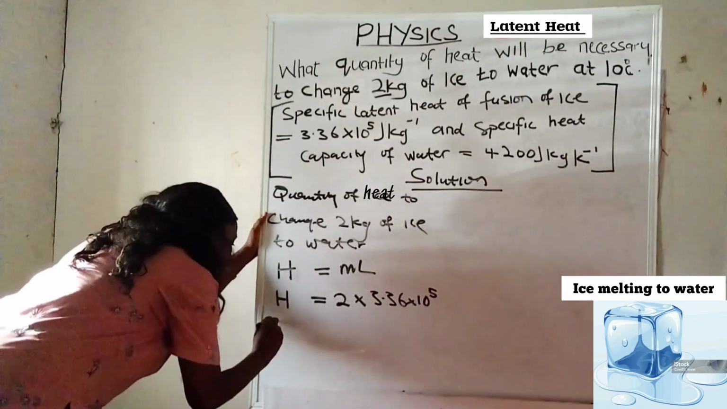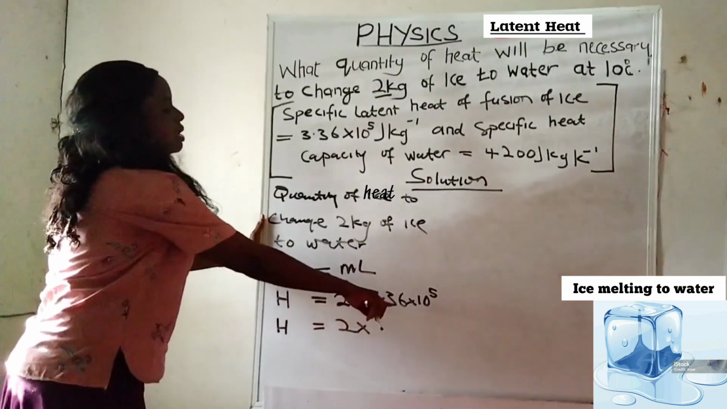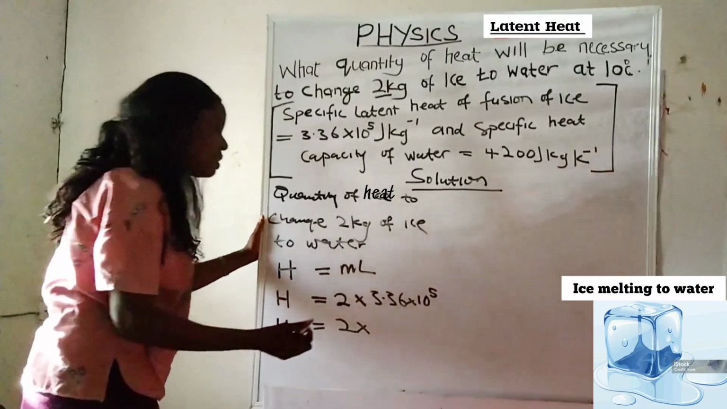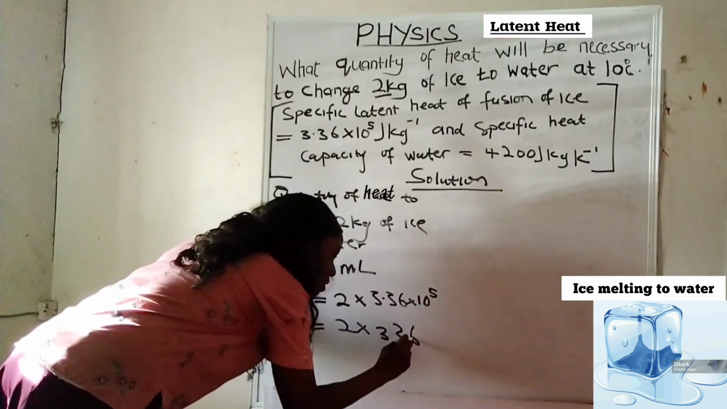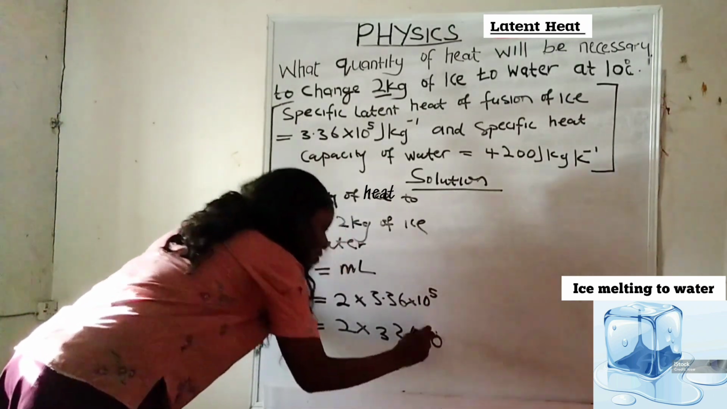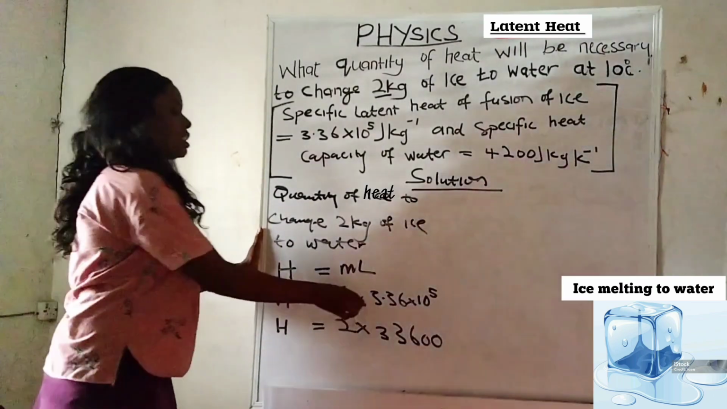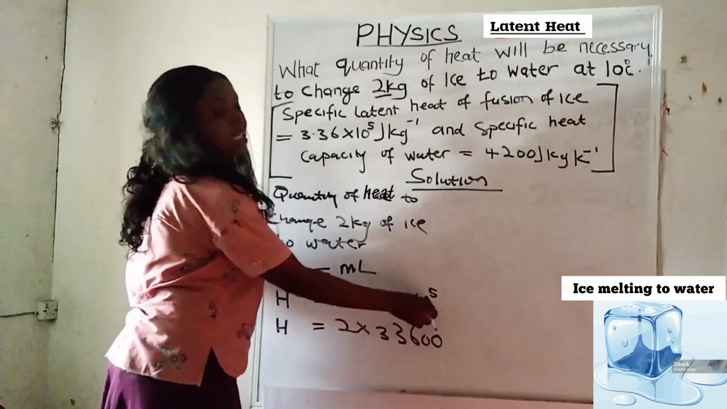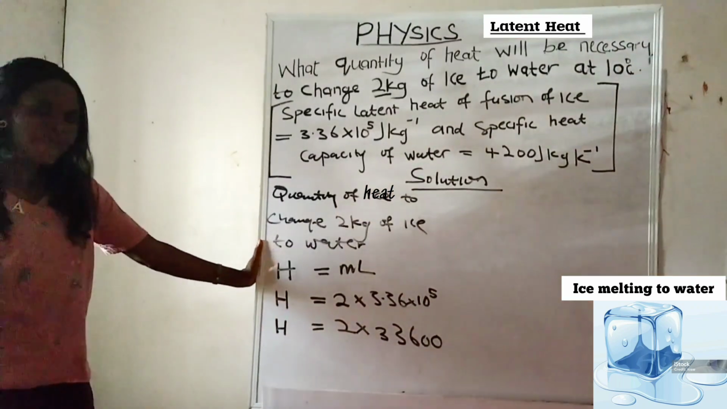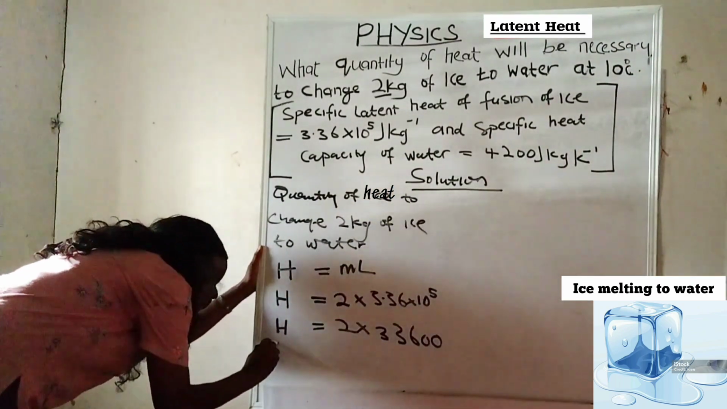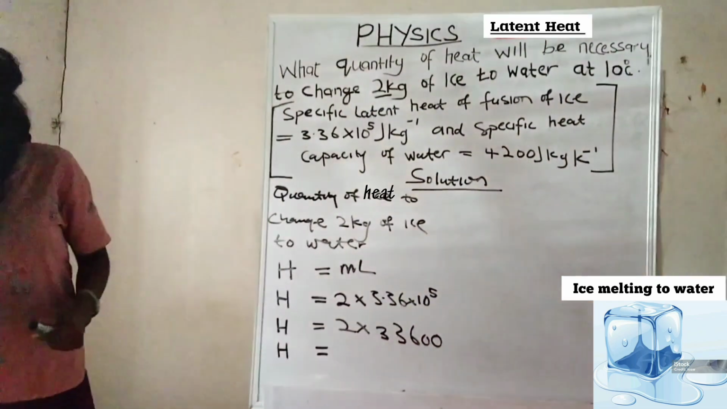What do I do again? I continue. I say H is equal to 2 times 3.36 times 10 raised to power 5, which simply means 336,000. Yes, that's what it means. It means this number times 100,000, which will give us this. If you use a calculator, you will get this. If I go further to evaluate, H is equal to 2 times this.